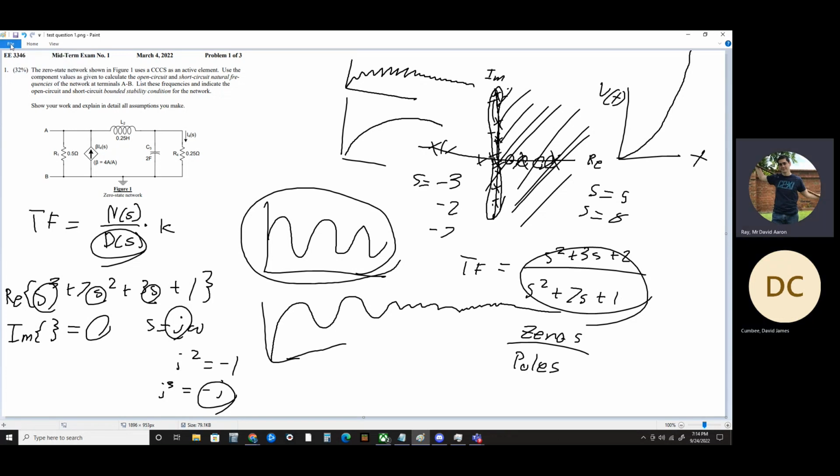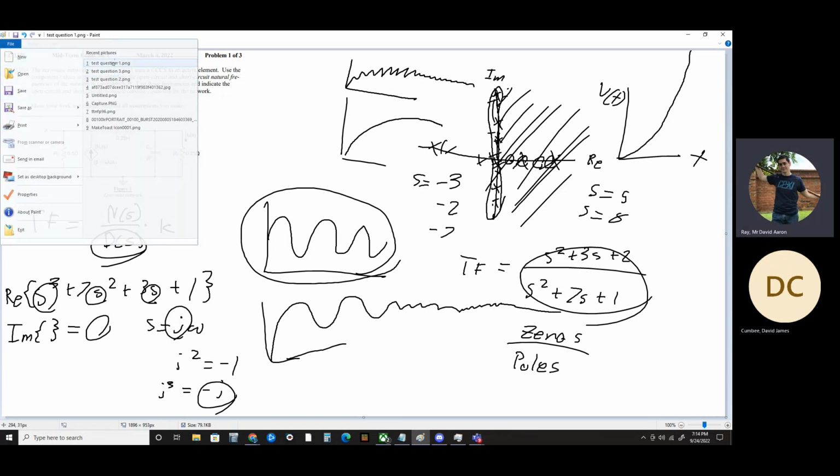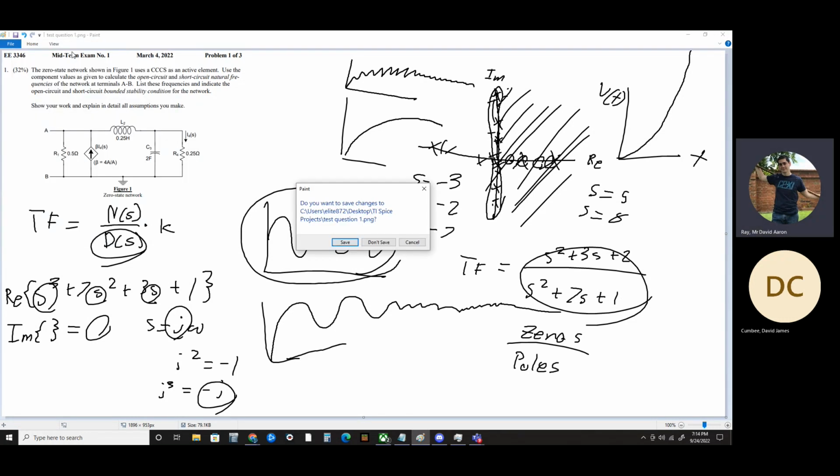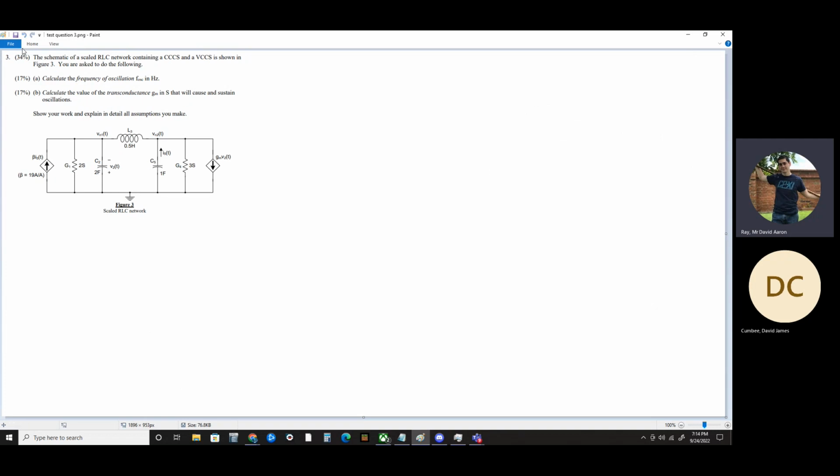Okay. No problem. Let me reload this. Oh. File. I guess I'll switch questions and don't save, and then reload into that question.